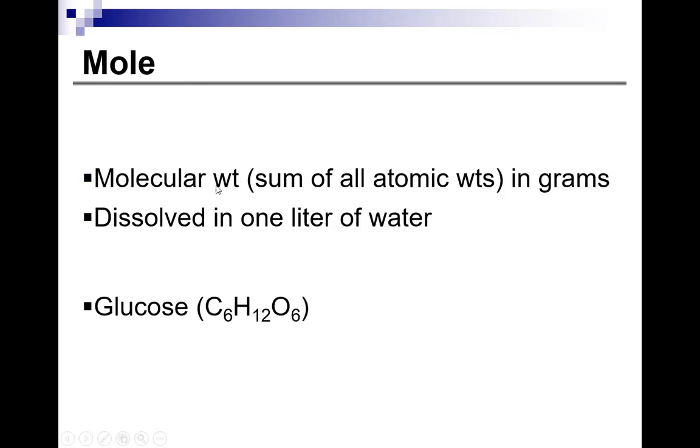So you're going to take the molecular weight, which is the sum of all those atomic weights in grams. Like if you had glucose, 12.01 is the atomic weight of carbon, so you take 12.01 times 6. Hydrogen is 1.01 times 12 because there are 12 hydrogens. And then oxygen is 16, so 16 times 6, and then you would add all those things together, and that gives you the grams per mole of glucose.